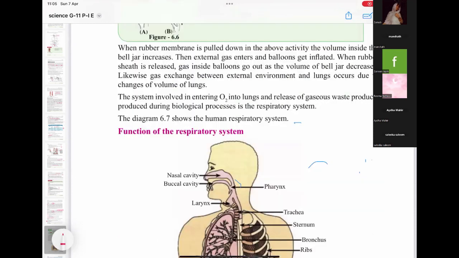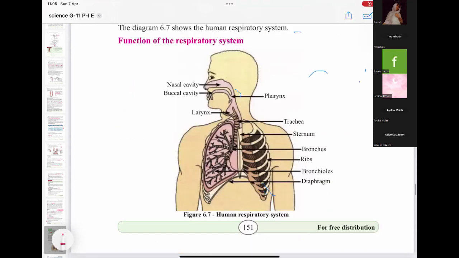Okay, so now we are going to the functions of the respiratory system. Before that, we are going to see the structure of the respiratory system. You see, it starts with the nasal cavity, and you have the pharynx. Remember the pharynx, the common area for the respiratory system and digestive system. Exactly. Then you have the trachea. Then you have the bronchus over here, and then you will have this side also. And then you have bronchioles, and then you have the diaphragm. So these are the main parts of the respiratory system.